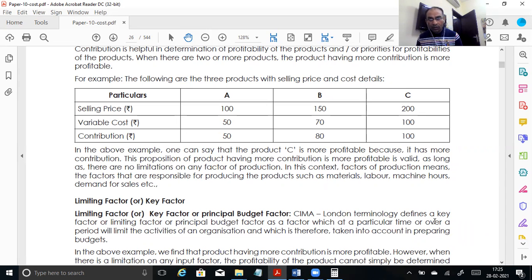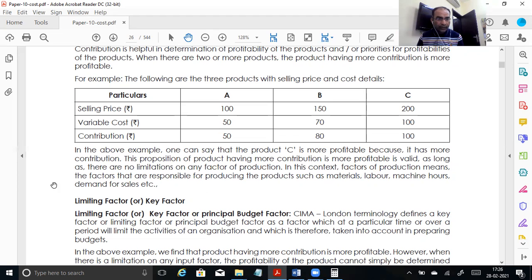Say for example, if the fixed cost for all the three different products is the same, meaning these three products are manufactured in one factory where the total fixed cost is, for example, 50,000. So obviously product C will be considered as more profitable because it is giving more contribution, right? It will help in recovering the fixed cost sooner.